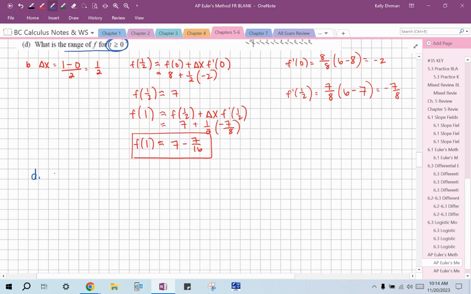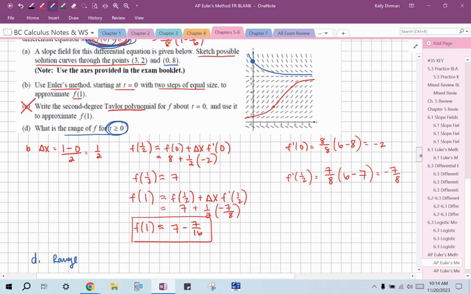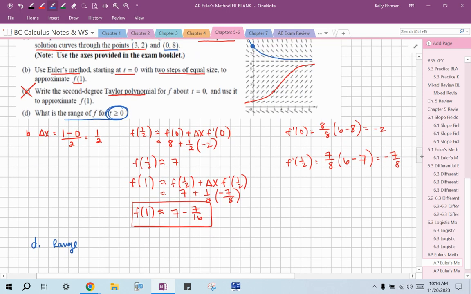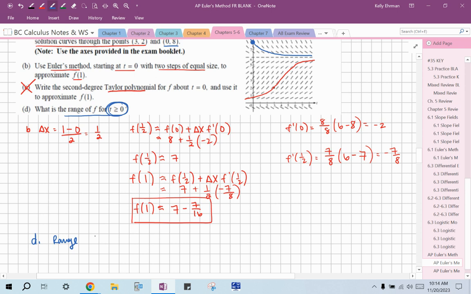So the range, I would just use interval notation, but you could use inequality notation, but I would just say the range is from 6 to 8. Or you could say 6 is less than y, which is less than or equal to 8. Either way.